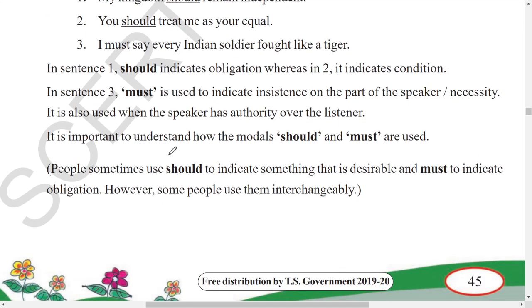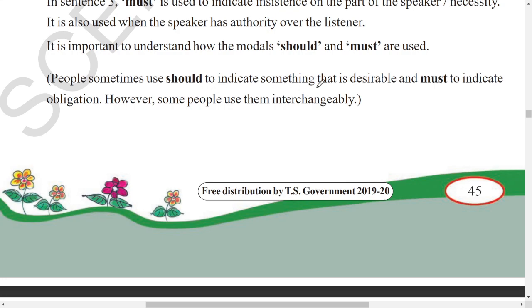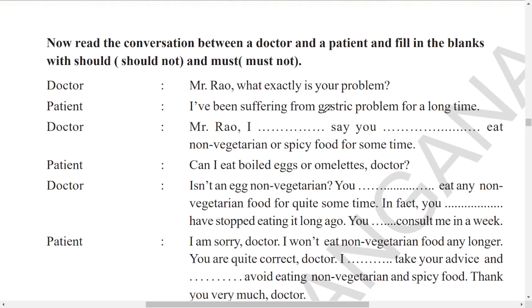Next one, it is important to understand how the modals should and must are used. People sometimes use should to indicate something that is desirable, and must to indicate obligation. However, some people use them interchangeably. So have a look at this section here, read the conversation between doctor and patient and fill in the blanks with should not, should, must not.